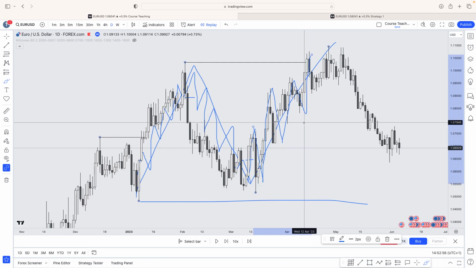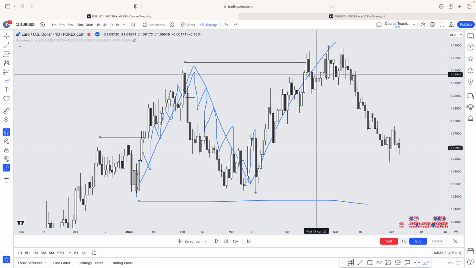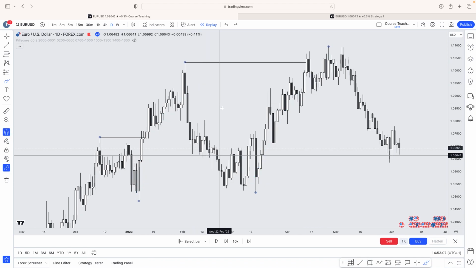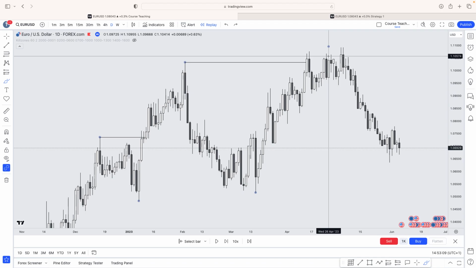Okay, that's the framework. So the framework is each leg on the daily, the impulse leg, the correction leg, and the impulse leg, should be made up of a 4-hour bullish trend, bearish trend, and then bullish trend again.